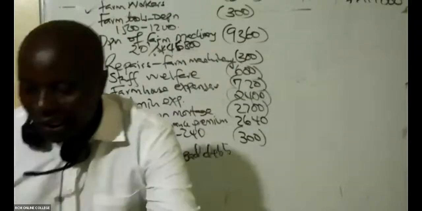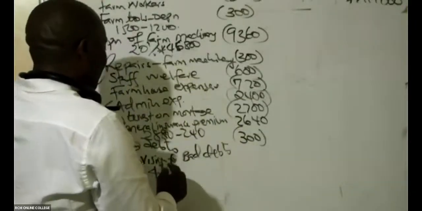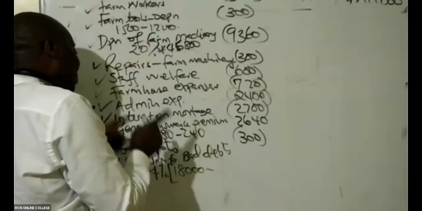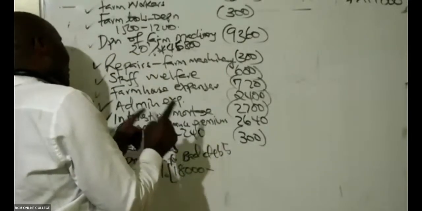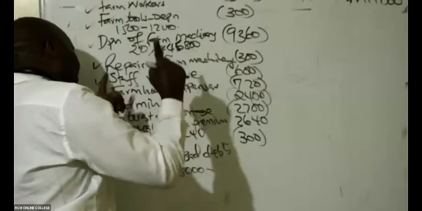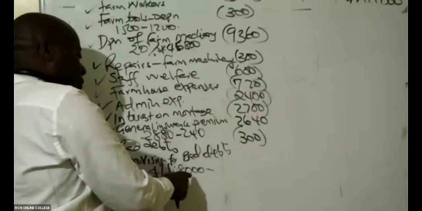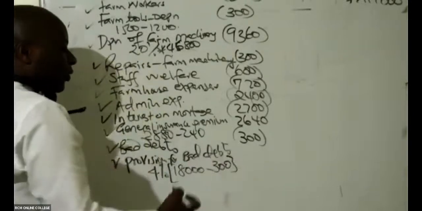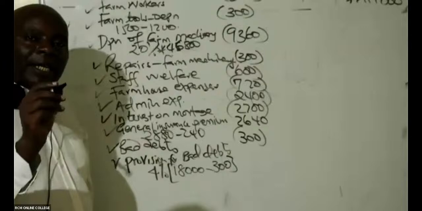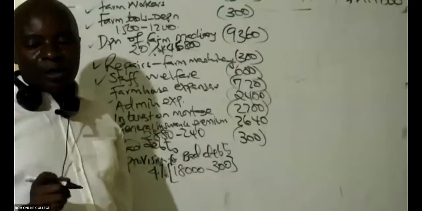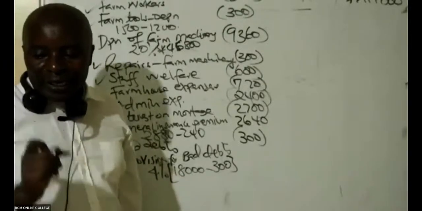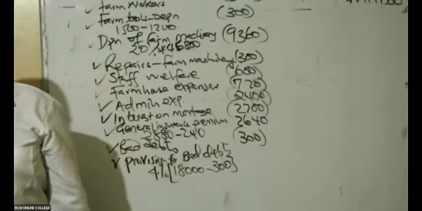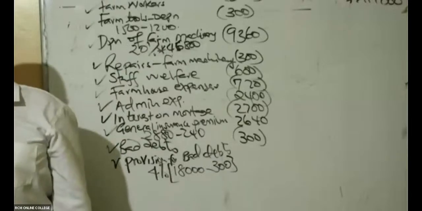So it will be 4% of 18,000, net of any bad debts. Very many people will forget to net off the bad debts. Once bad debts are written off, they must be deducted from this. So it will be 4% of the net receivables.